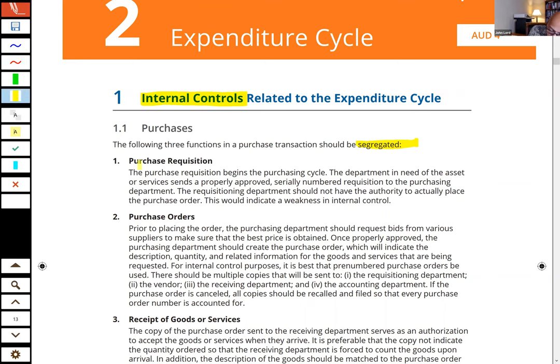So the purchase function is going to be what? That's an authorization step. And that's when the department in need of the asset or service sends a properly approved serially numbered acquisition request to the purchasing department. And we say that the actual department that is requisitioning, that is asking for these goods, should not have the ability to actually place the order. And they tell us this is a weakness in internal control. And what they're trying to do here is avoid kickbacks, okay?